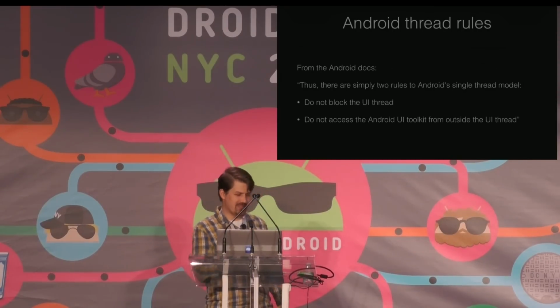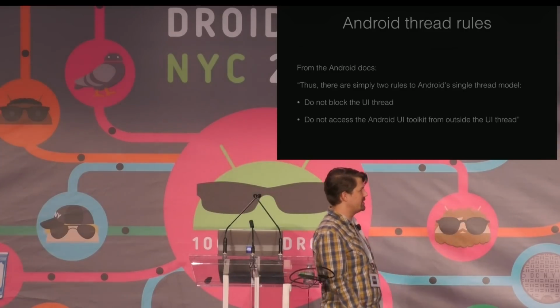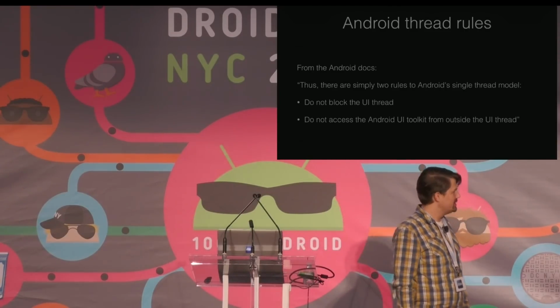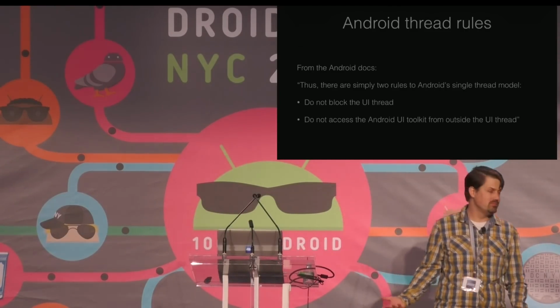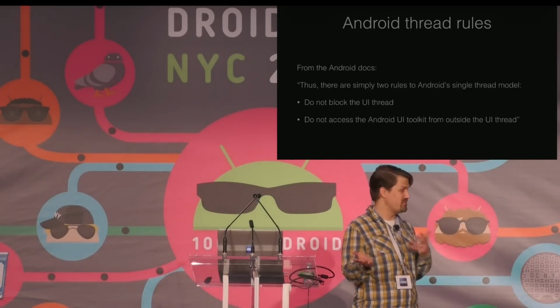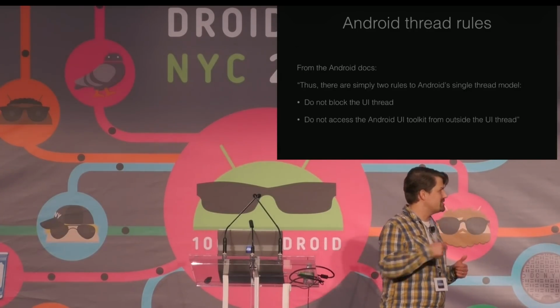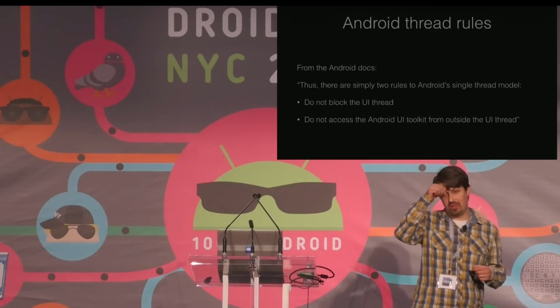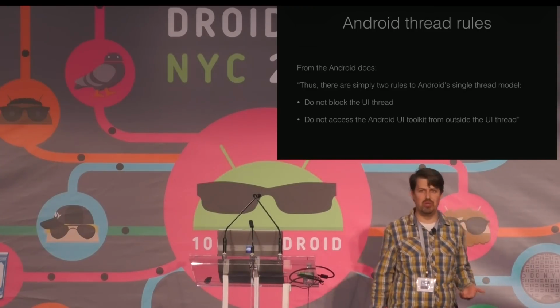So the Android thread rules. This is actually from the Android docs. They say there's 2 simple rules. Don't block the main UI thread. So the messages that you put on there should be processed very quickly. And don't access the UI toolkit from outside the UI thread, meaning you shouldn't call into views from outside the UI thread.